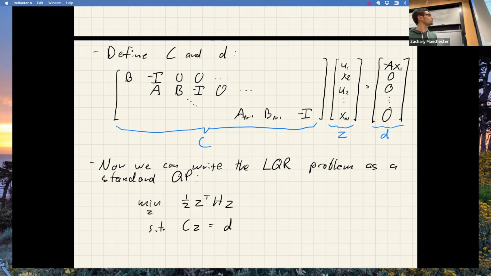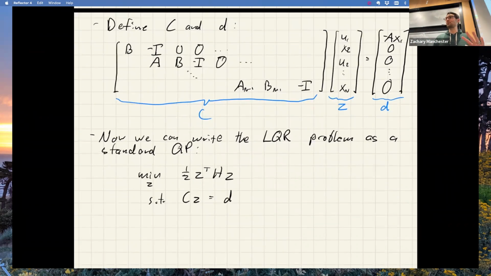In the C matrix, should there also be a U to the bottom right? What do you mean? In the C matrix, we're going to get A's fall down, B's fall down, I's fall down. Oh yeah, sorry. These are zeros. There's zeros everywhere else. That's what the dots mean. Sorry if that was confusing. My handwriting is kind of terrible.